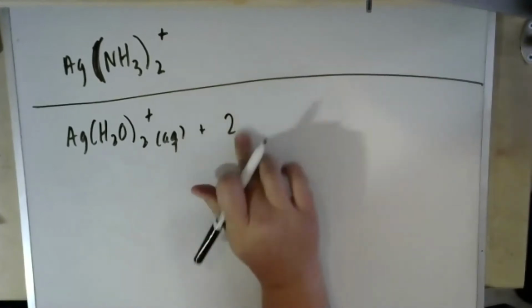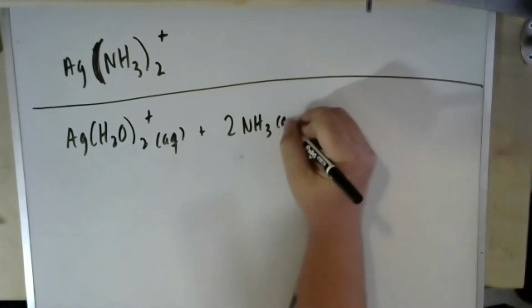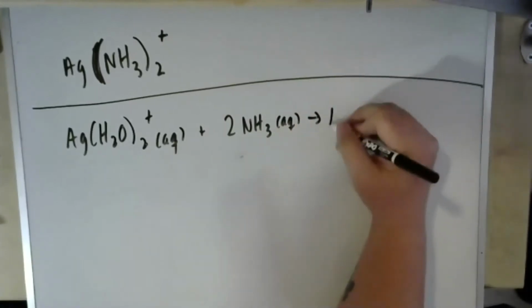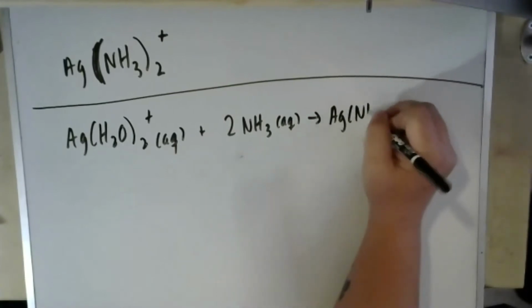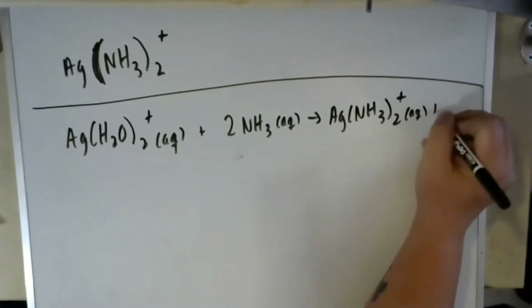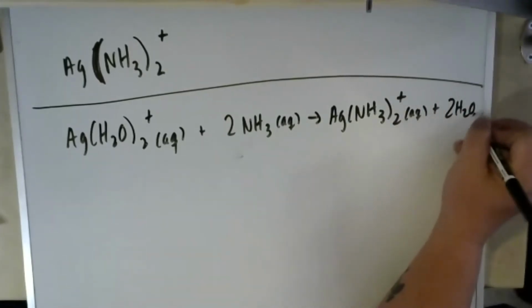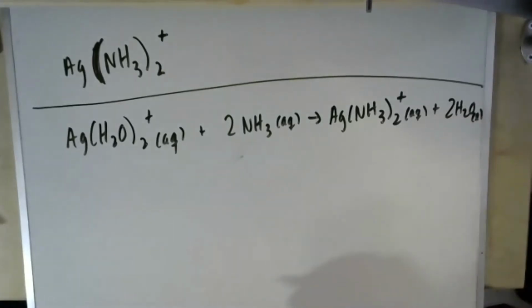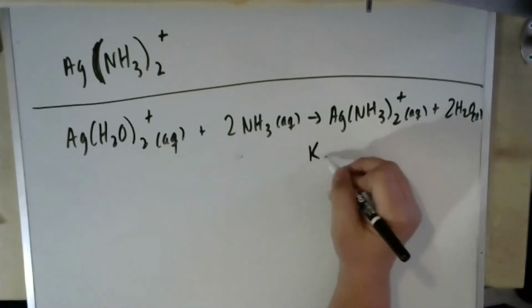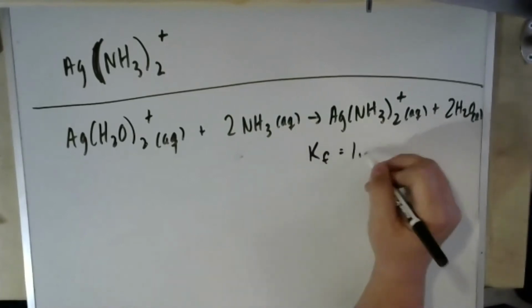Plus 2 NH3 yields Ag(NH3)2 plus plus 2 H2O. Okay, and the Kf for this process is going to be 1.7 times 10 to the 7.